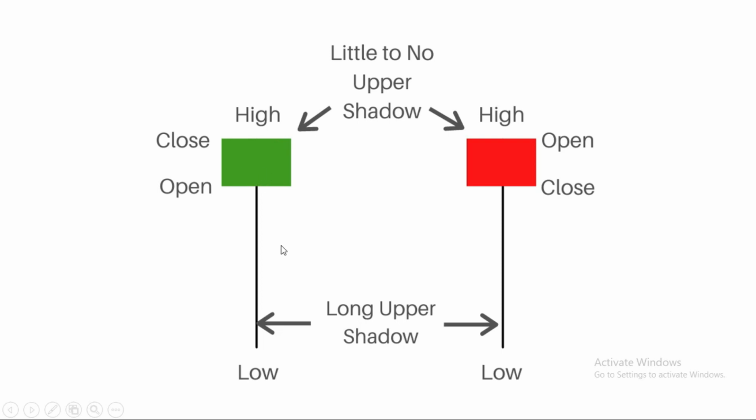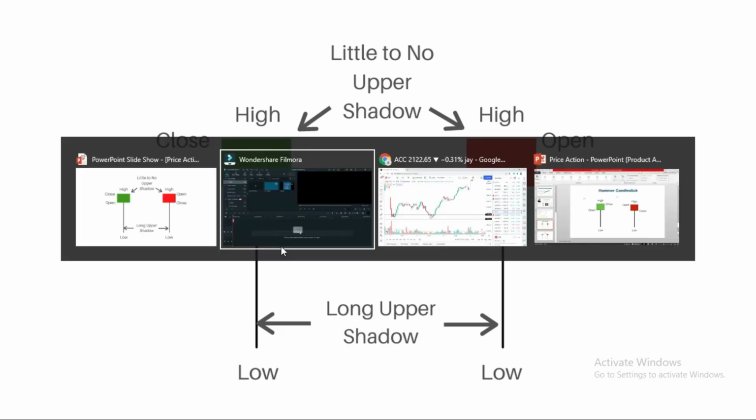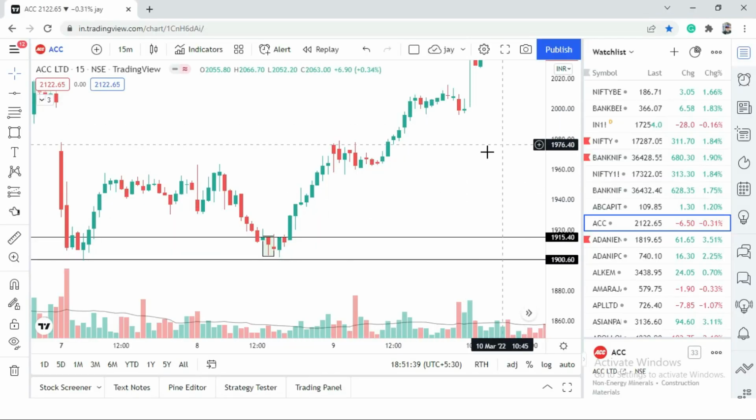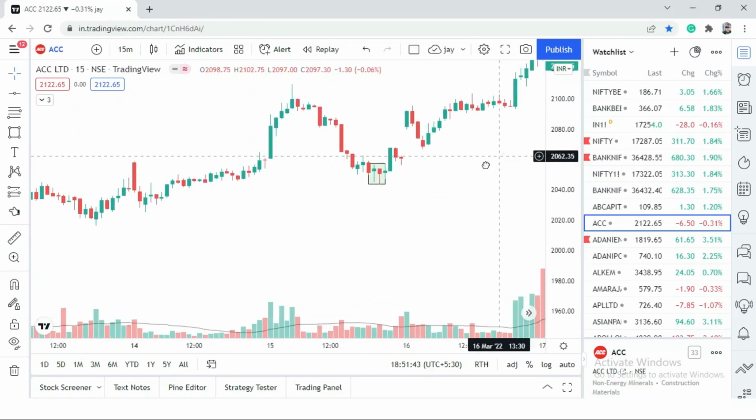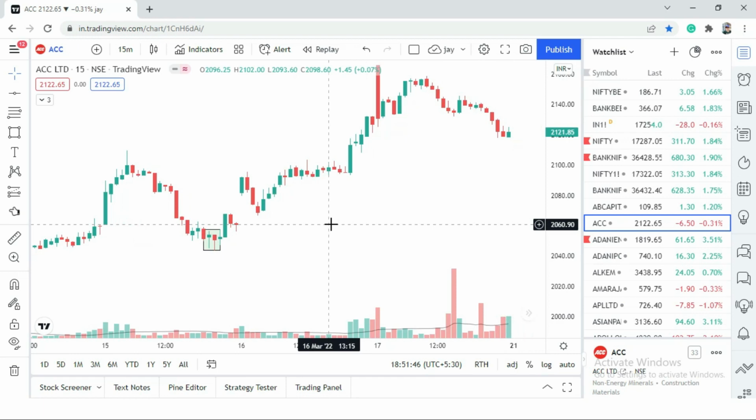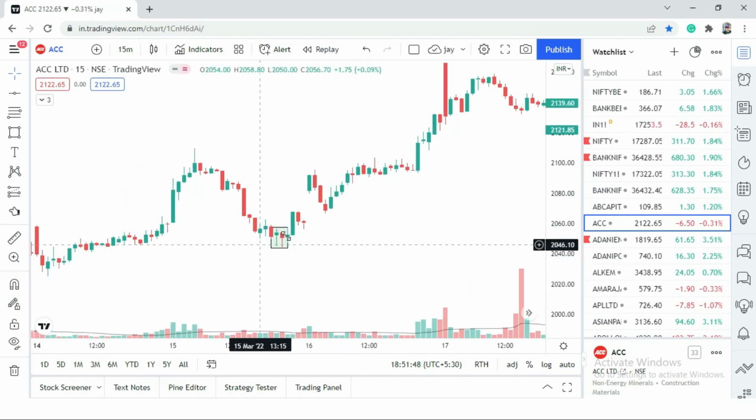Now we'll move to the chart and understand how it looks, because most of the time what we have read in books looks a bit different when we see it on the chart. So let's go and see that. This is the chart. I have identified a few hammer candles to understand.